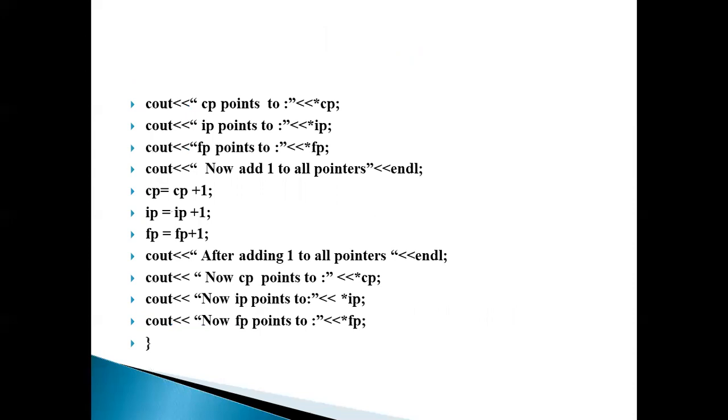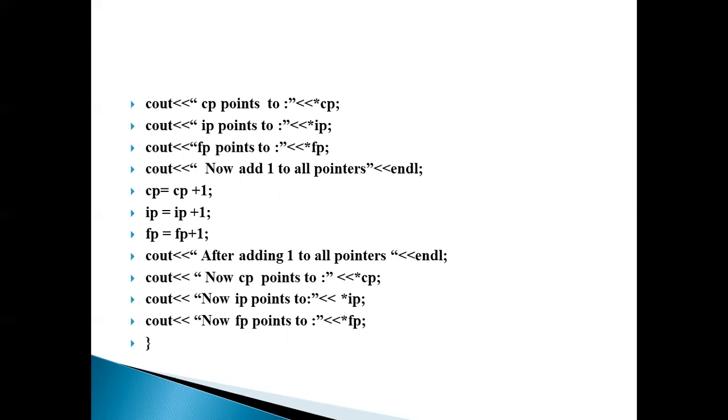Now, indirection CP. So what will happen? What's our indirection CP? It takes the address stored in CP, 1000, and what's the data stored in 1000? T. So T will be displayed. Then indirection IP. First it will take the address 2000. What's the data stored in 2000? 100. So 100 will be displayed. Then similarly 10.5 will be displayed.